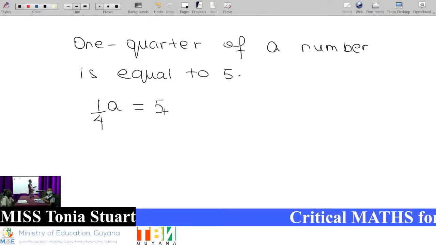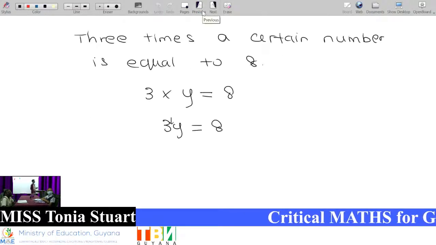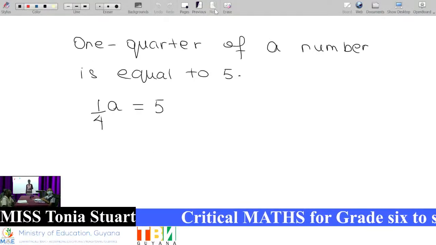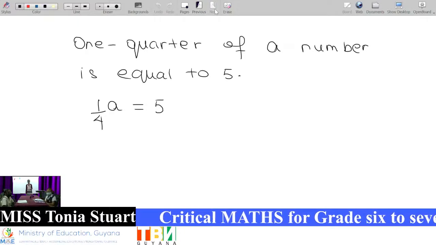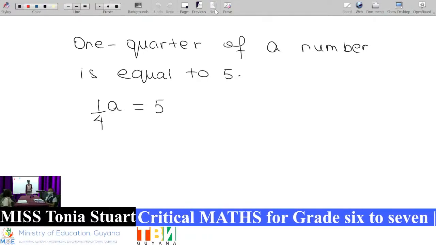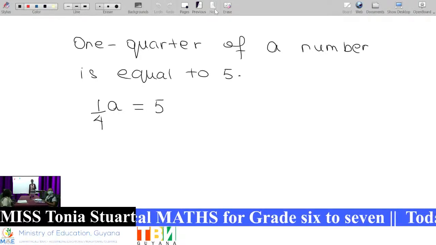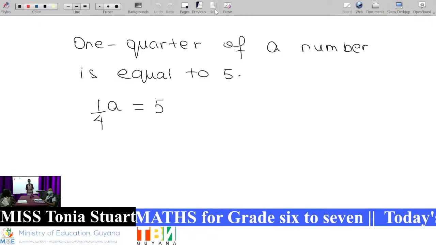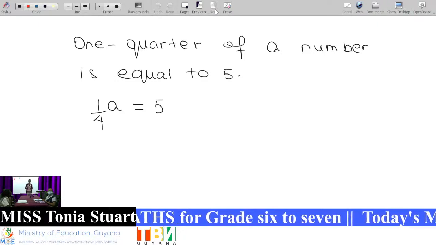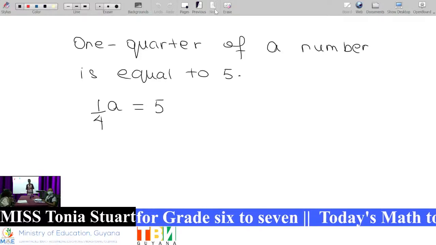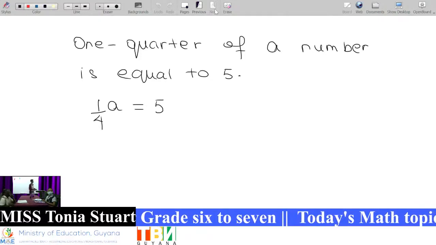So you see in the previous one, notice the language: 3 times a number. And times means we multiply. Here we have 1/4 of a number. So multiplication is also the language here. The word of signifies multiplying. So you see how many words you can use for multiplication: times, of, and sometimes you may say the word product as well. So different words for multiplying.